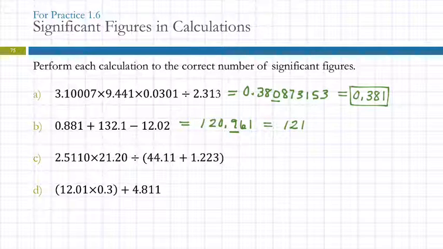121. But I need 1 decimal place. It's 121.0. Any questions? It's always nice to put a box around your final answer.